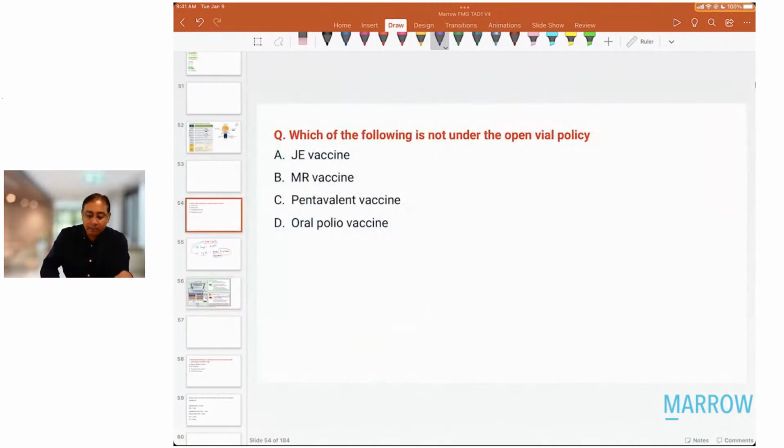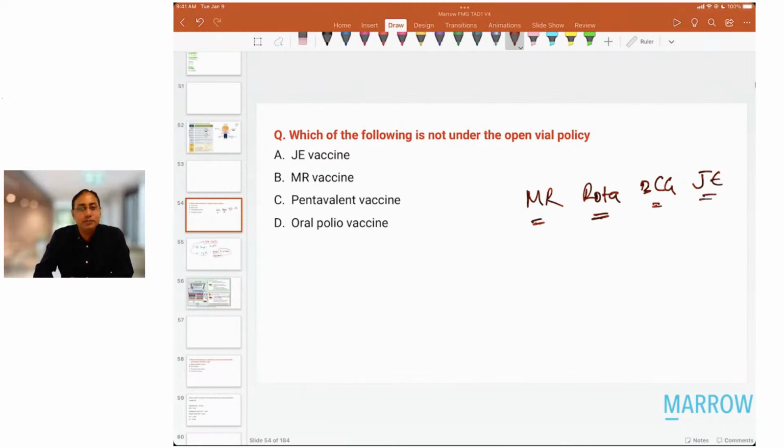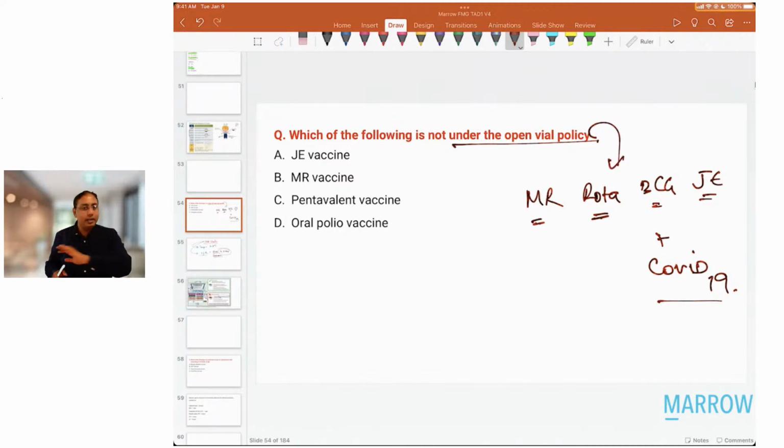So you can remember Mera, Rota, Bichara, Jija. So that's a funny way of remembering it, but that's how मैंने ऐसे याद किया. MR stands for measles rubella, Rota is rotavirus, BCG is BCG, JE is for Japanese encephalitis. Plus we also have for COVID-19. So Mera, Rota, Bichara, Jija, you can just easily remember these vaccines are not under open vial policy. एक दफा ये खुल गई, इनको वापस ILR में नहीं रखा जाता.